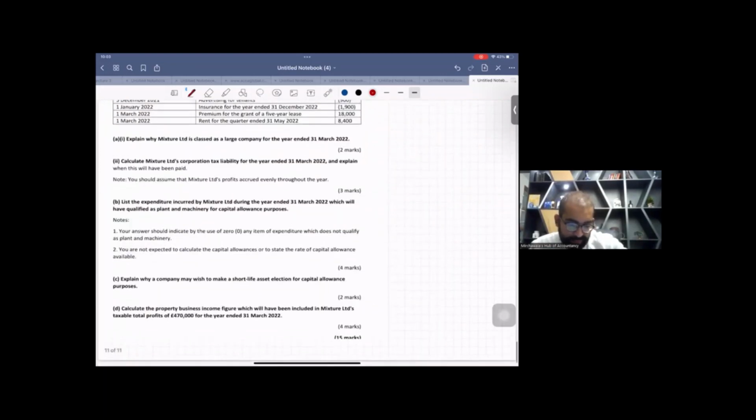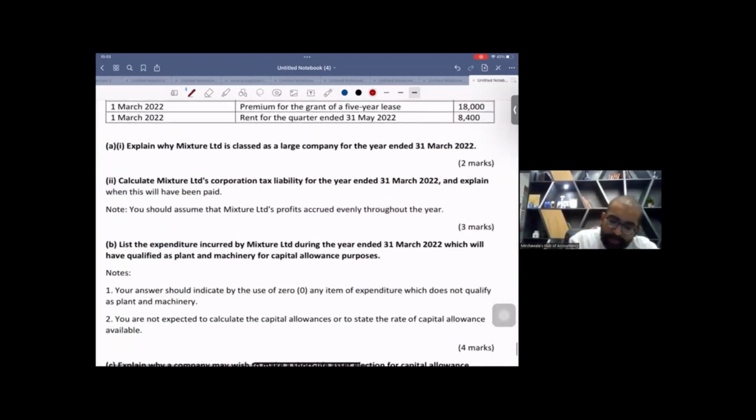This is the first requirement. Explain why Mixture Limited is classed as a large company for the year ended 31st March 2022. Because the current year augmented profits are greater than the limit, as well as this company was a large company last year. Or you can simply say, this year this company is large because the AP is greater than the limits. Forget about last year.